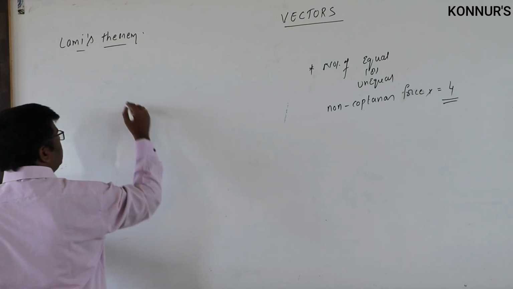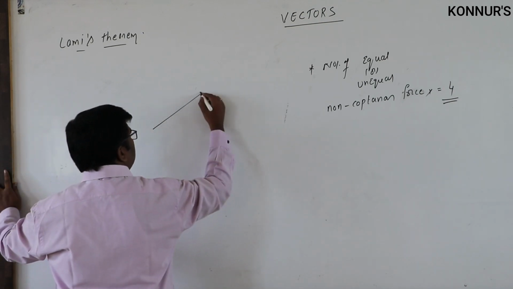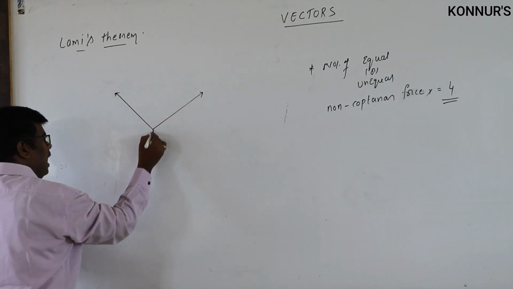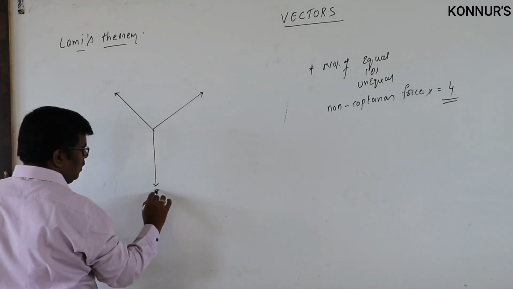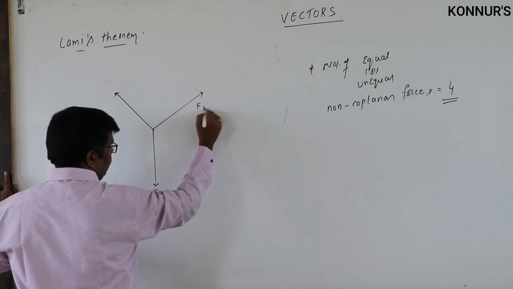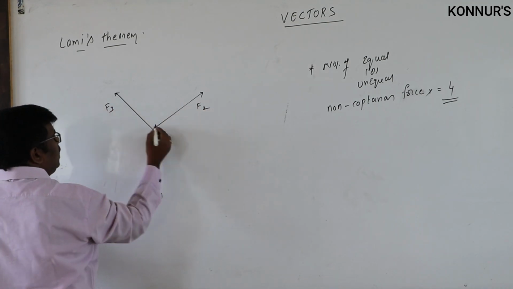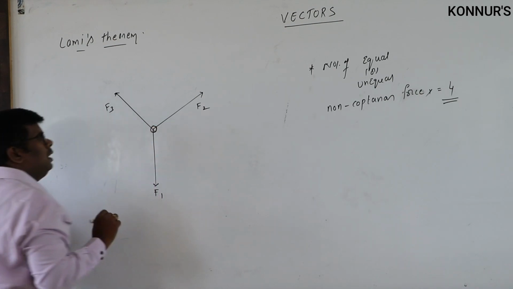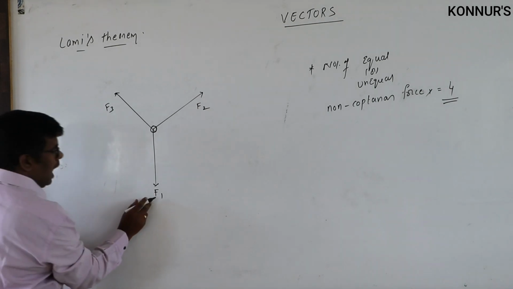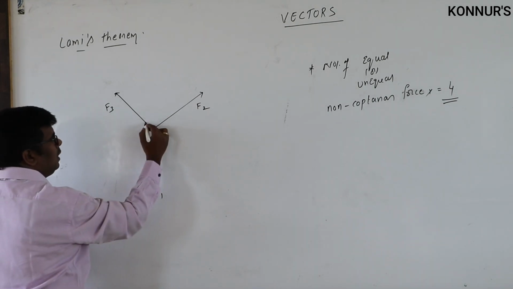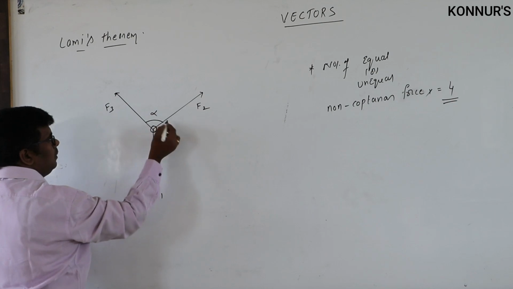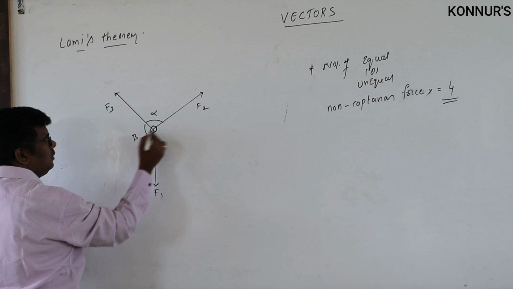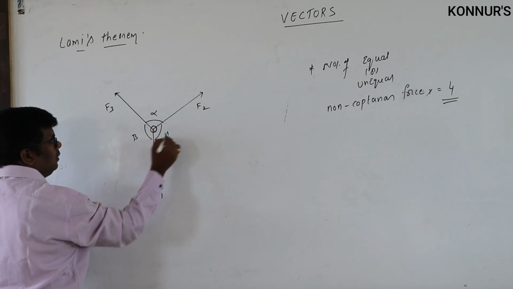Let us suppose these are the forces acting on the body. F1, F2 and F3 are acting on a body to keep this body in equilibrium. Then let the angle between F2 and F3 be alpha, the angle between F3 and F1 be beta, and this one is gamma.